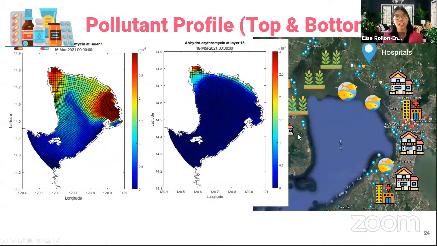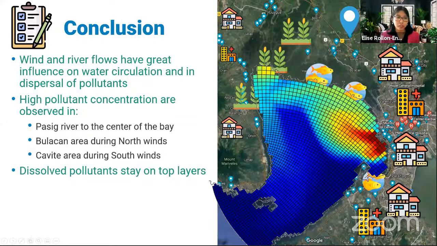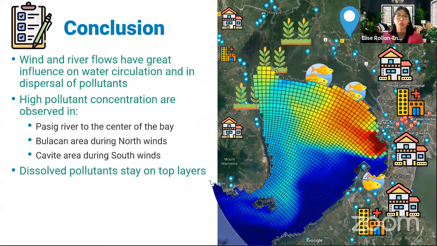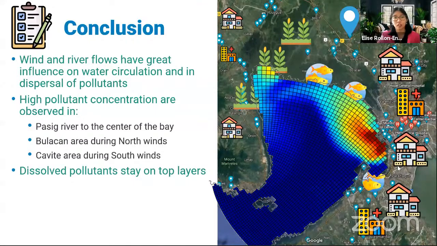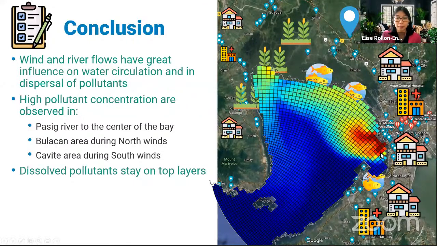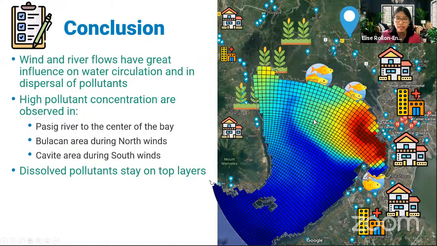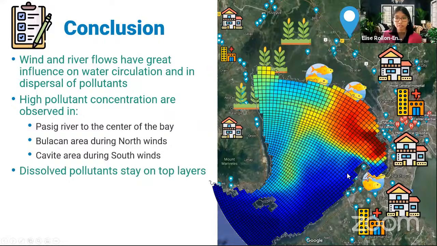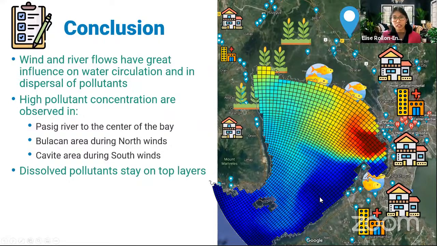So in conclusion, we have created a 3D model of Manila Bay. And we know now that the wind and river flows have great influence on water circulation and in the dispersal of pollutants. High pollutant concentrations are observed from the Pasig River to the center of the bay, and going to the Bulacan area during the north winds, and going to the Cavite area during the south winds. Dissolved pollutants stay on the top layers.